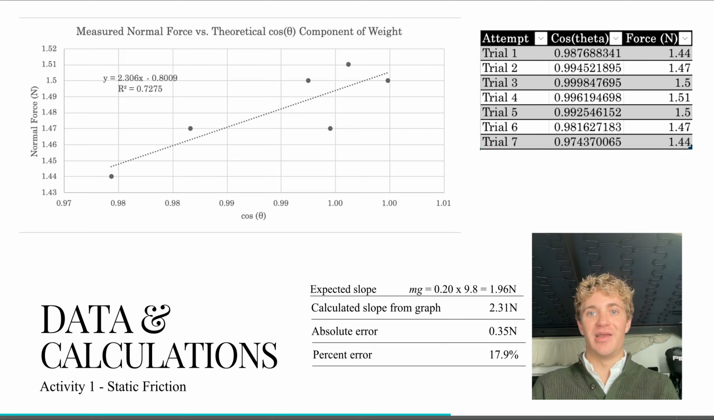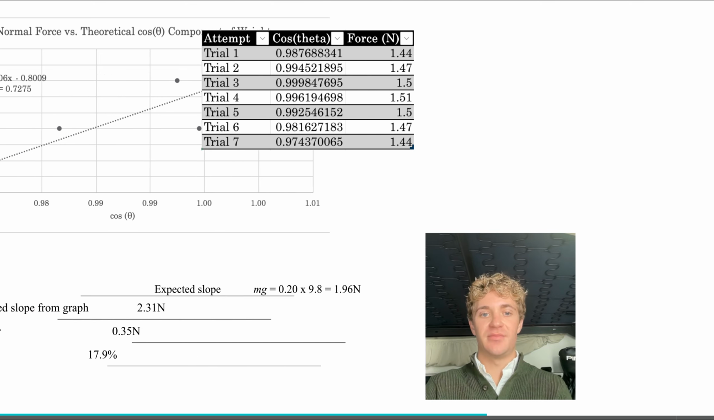The slope of the trend line was approximately 2.31 newtons compared to the theoretical 1.96 newtons, giving a percent error of around 18%. Because the data follows the expected trend line, and the slope is close to mg, the results support the theoretical model despite some experimental uncertainty.